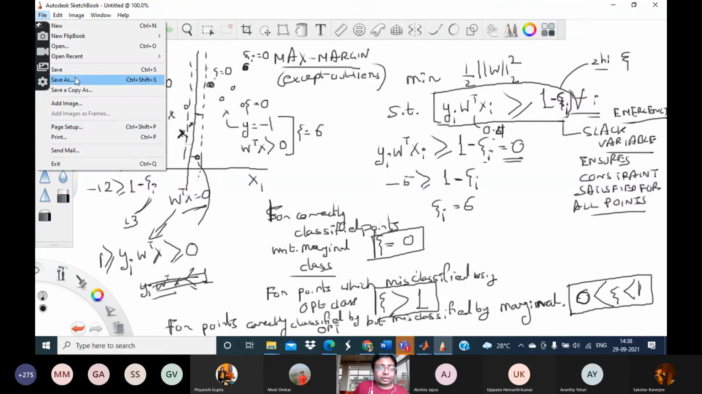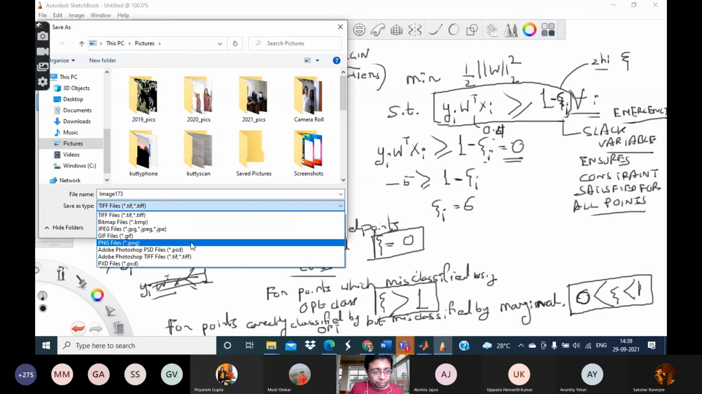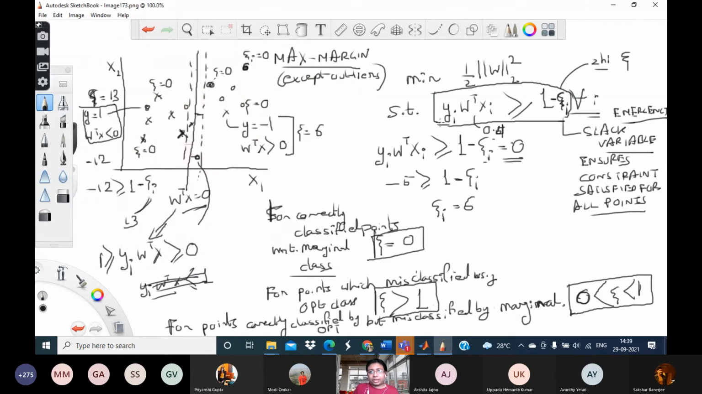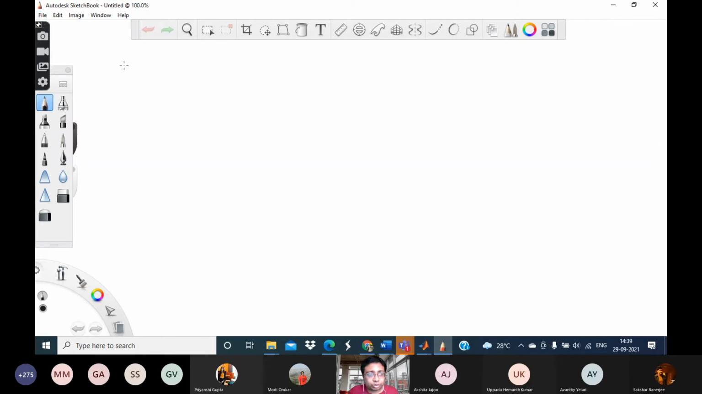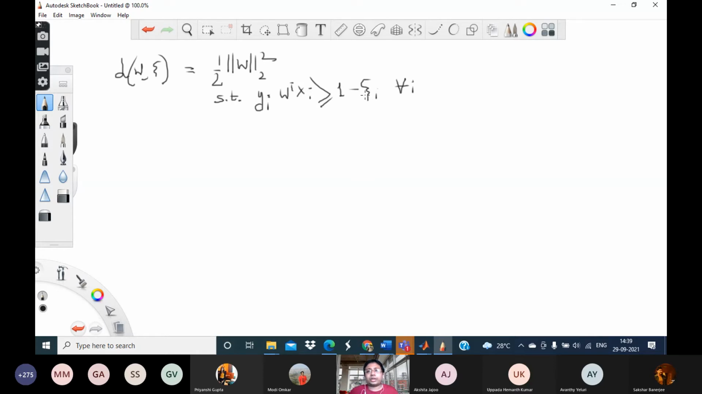Now let us try to solve the optimization problem in the presence of these xi variables. Let us rewrite the constraints as follows. Since we do not know the values of xi, these xi's are unknowns, and we have to treat them as unknown variables. So the objective function for maximum margin remains, such that yi w transpose xi is greater than or equal to 1 minus xi for all i.